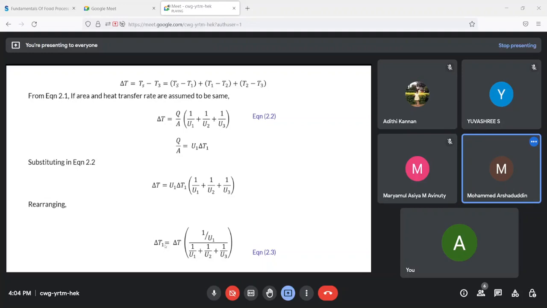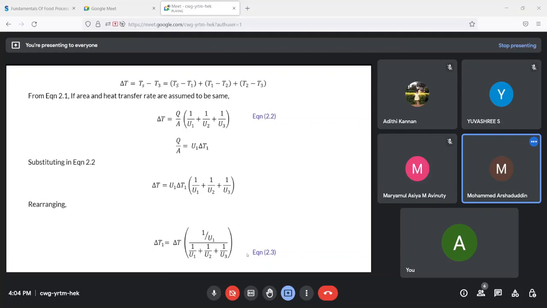If you have to find delta T2, the only thing that will change here is U2. So instead of 1 by U1, you will have 1 by U2 and the denominator will be the same. Same way you can find delta T3 as well. So this is a pretty generalized equation where for each effect you can find out the temperature difference and hence finally the actual boiling point at that effect.